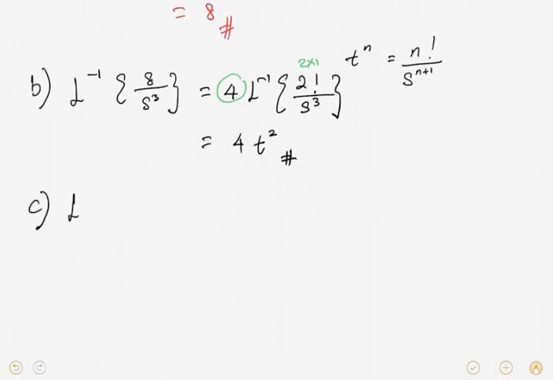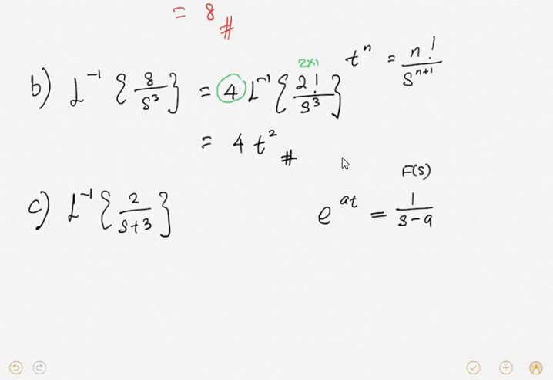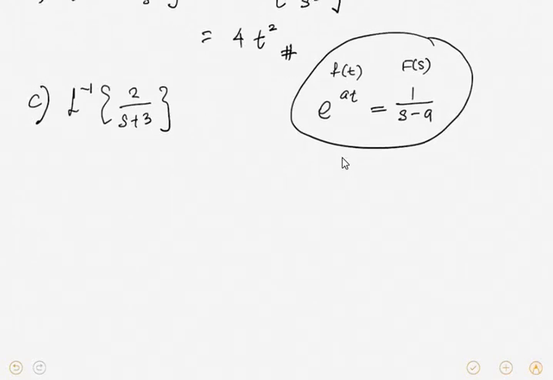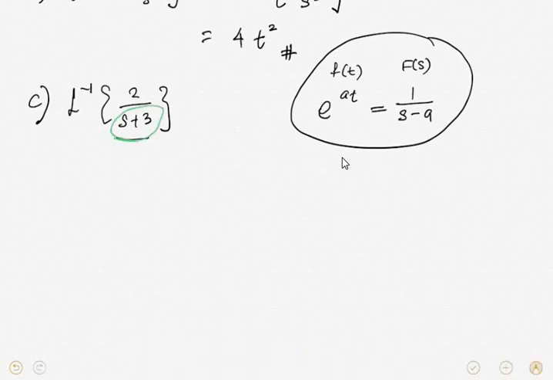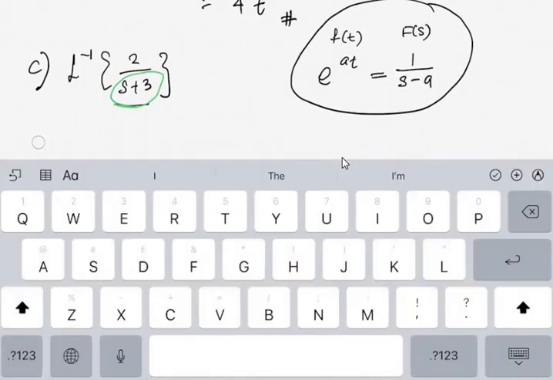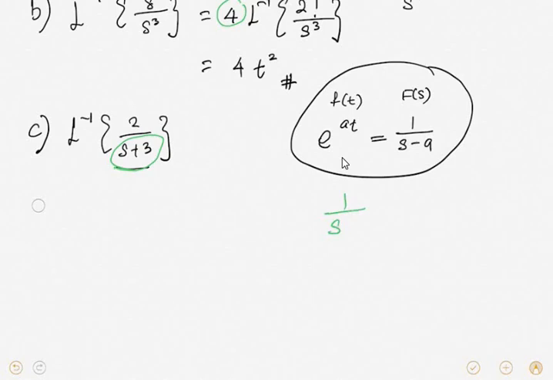Another example, inverse Laplace transform of 2 over S plus 3. From the table of Laplace transform, we obtain e to the power of at equal to 1 over S minus A. So this one is F(s), this one is f(t). If you compare with S plus 3 here, it means that A is negative 3. If you have 1 over S plus 3, this means that A is equal to negative 3. So we can write in this way.